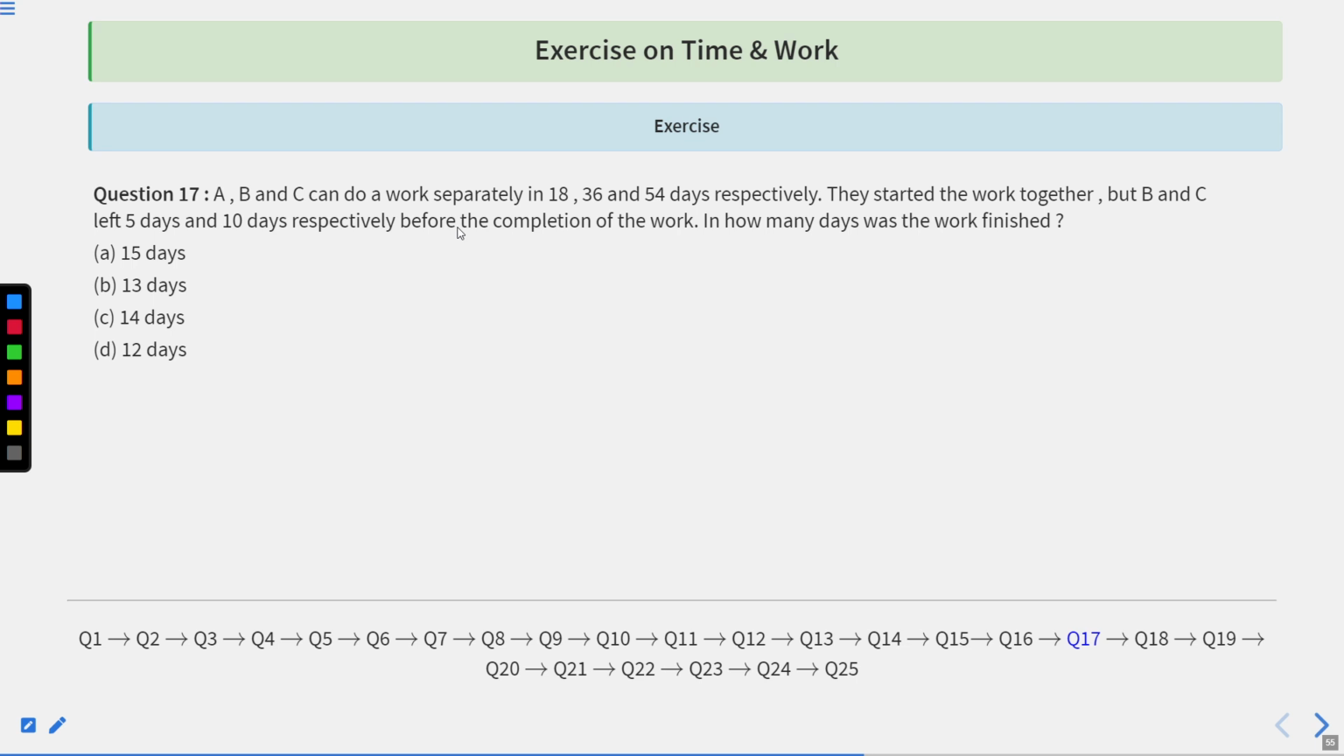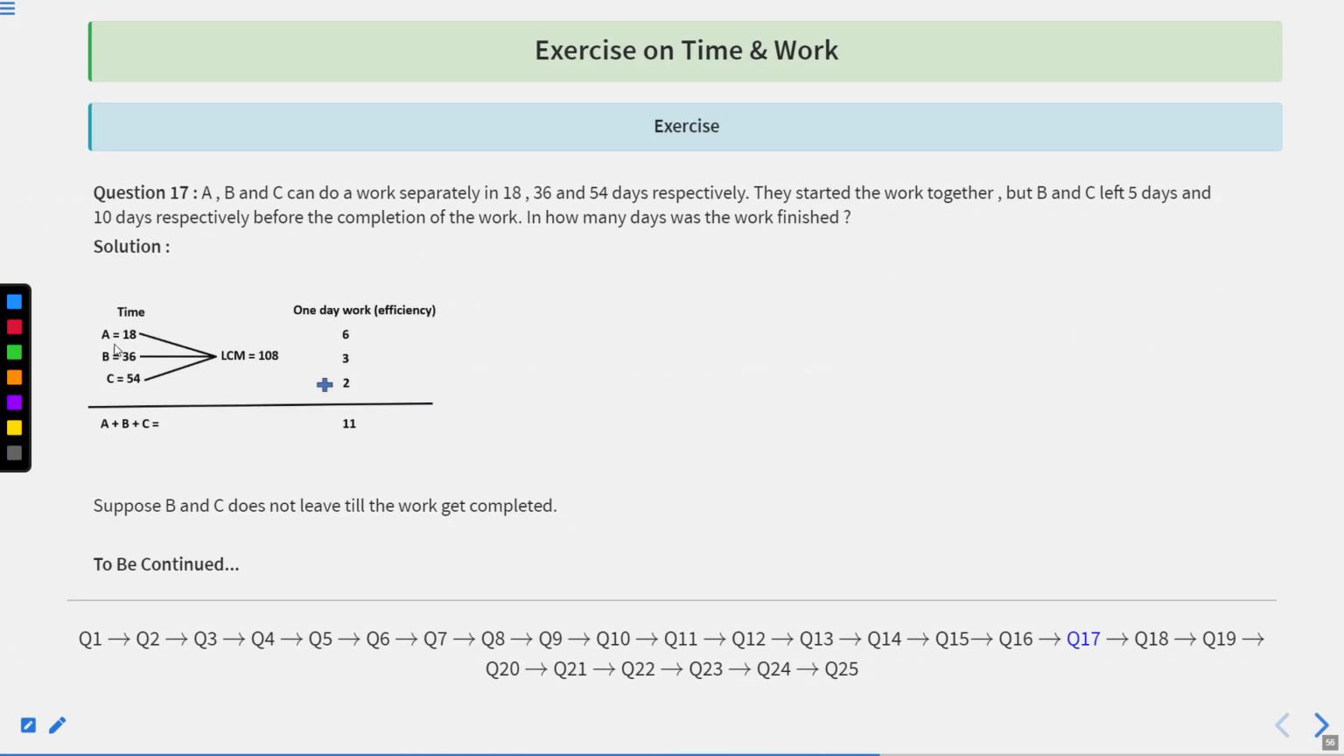So question number 17. A, B and C can do a work separately in 18, 36 and 54 days respectively. They started the work together, but B and C left 5 days and 10 days respectively before the completion of work. In how many days was the work finished?